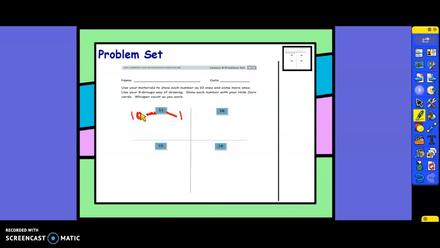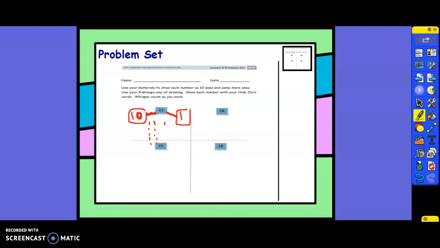All right, so when I draw 11, I'm going to draw my 10. And then I'm going to draw my extra 1. And you're going to show each number sort of like this. So it's sort of like your hide 0 cards. And it also looks like a number bond, doesn't it? So let's draw that 11. I'm going to draw 1, 2, 3, 4, 5, 6, 7, 8, 9, 10. And one more is going to make my 11. Okay. Let's move on to our next number, 18.